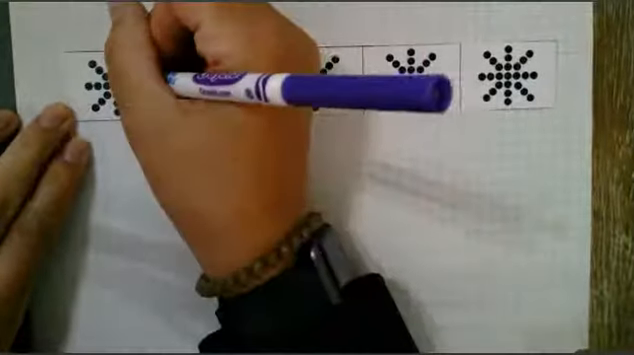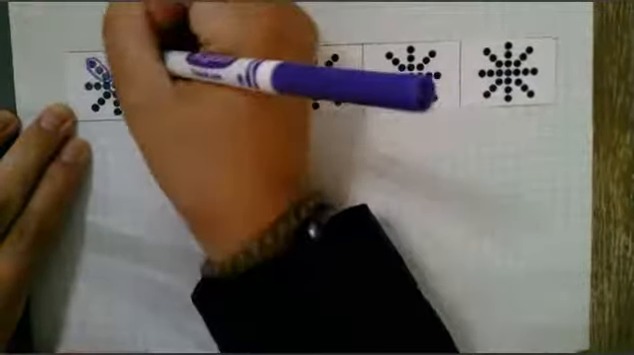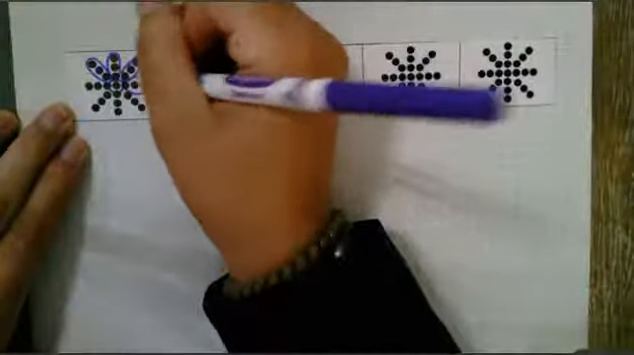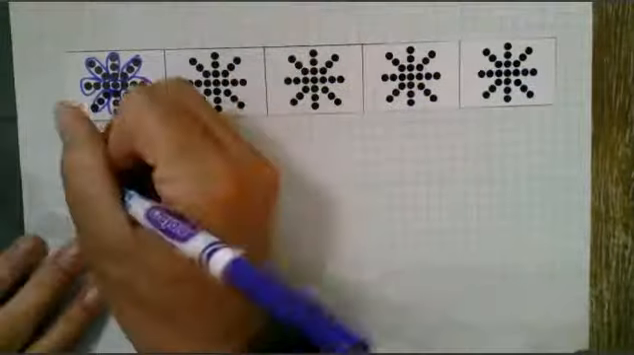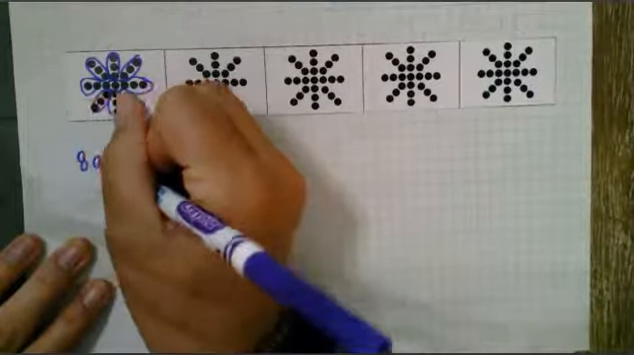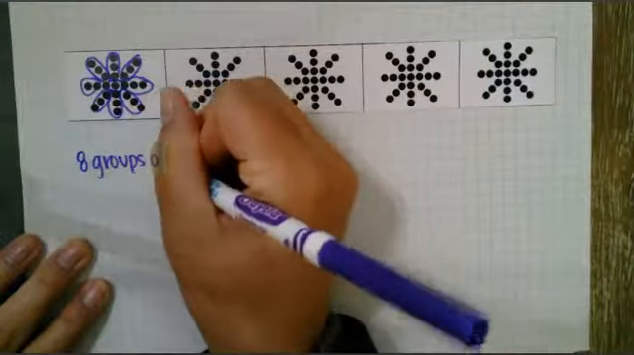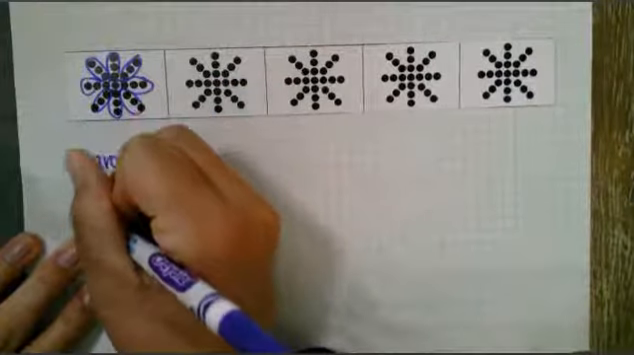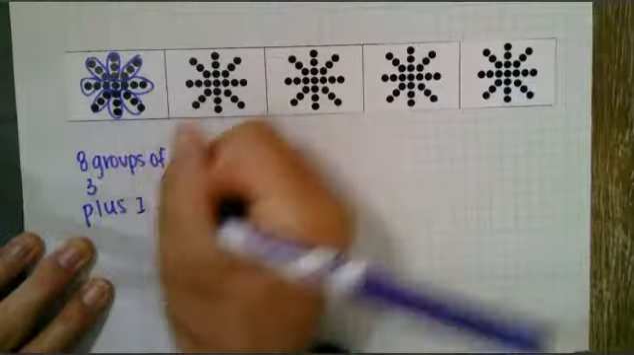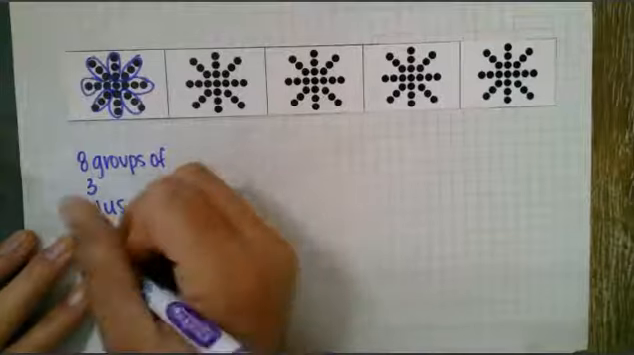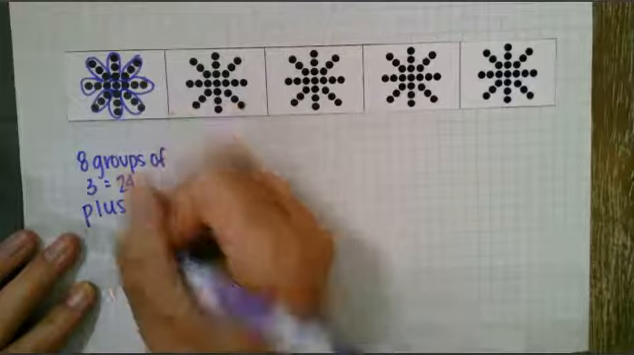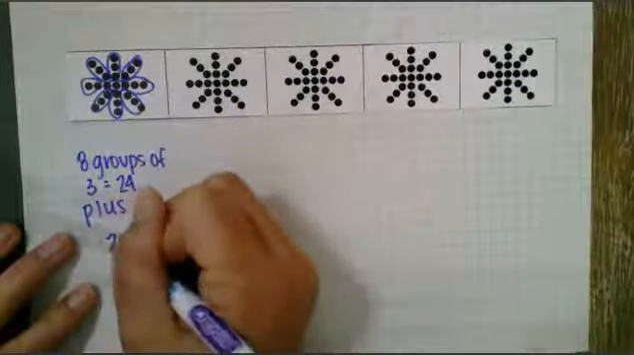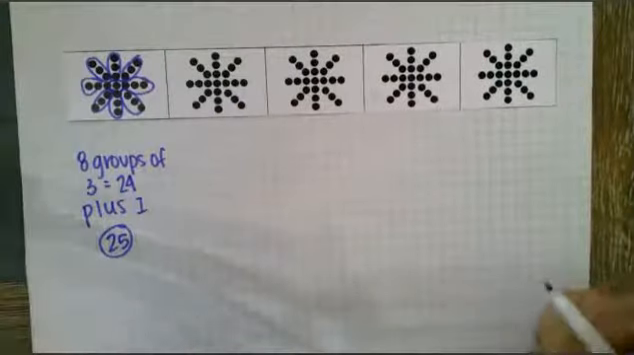One way you might have seen it is to count the one dot in the middle and then these groups of 3. In this case, there are 8 groups of 3 plus 1, the middle dot. So 8 groups of 3 equals 24, 8 times 3, and then plus 1 is 25 total. Did you solve it that way?